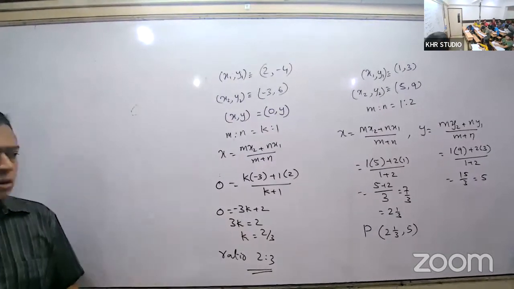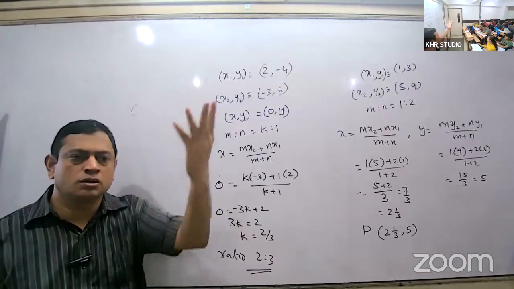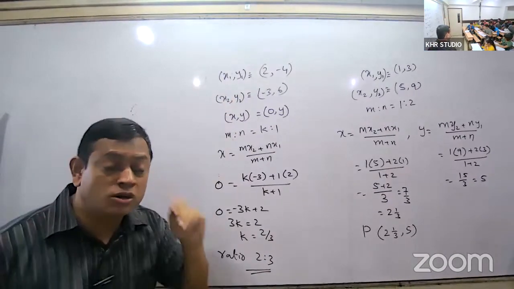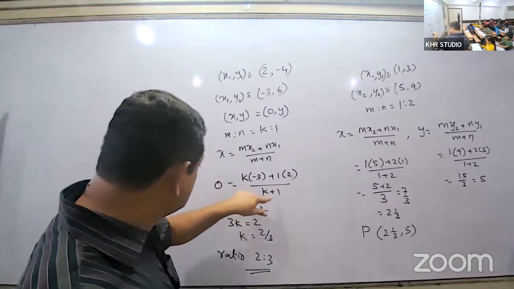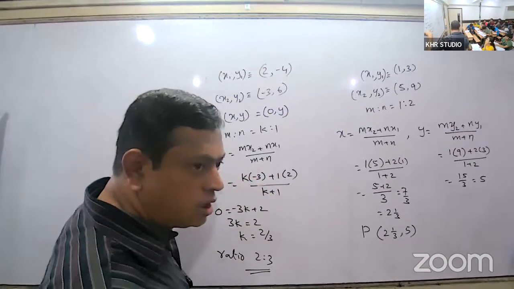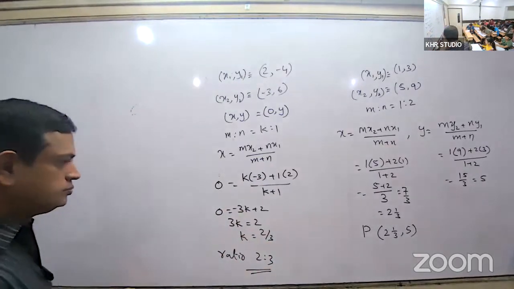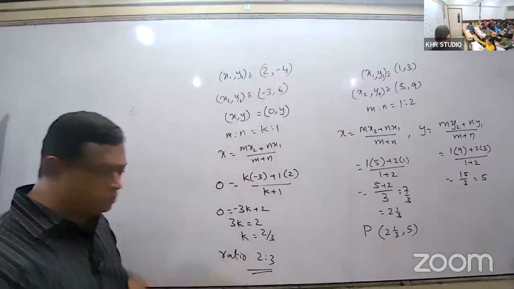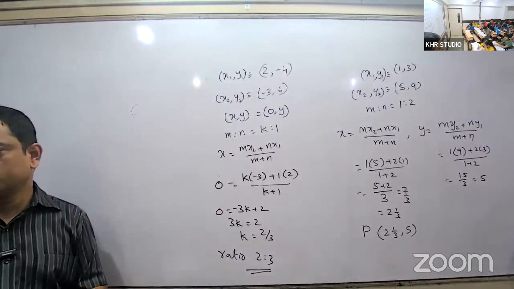Why do you need the y value? What happened? What is your problem? Tell loudly, which one? This one. Cross multiply now. This will come to the side now. 0 times K plus 1 is 0. Okay. Question completed, all of you. Check the board. Yes, completed, all of you.